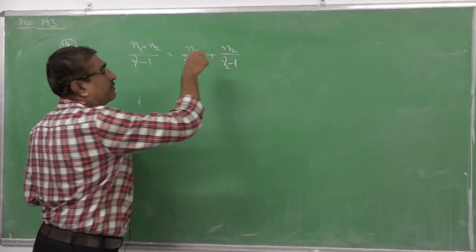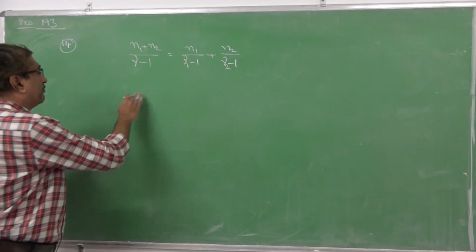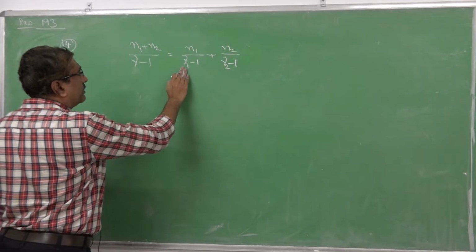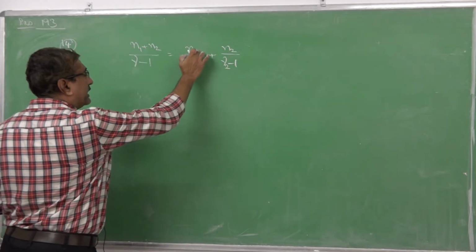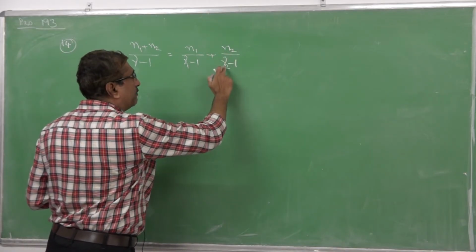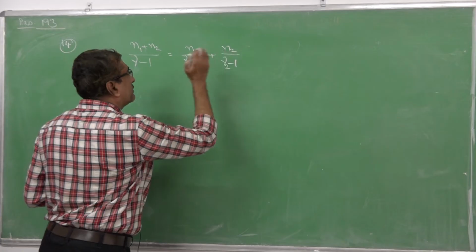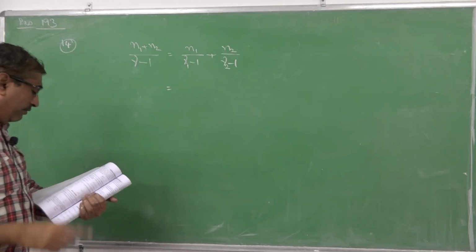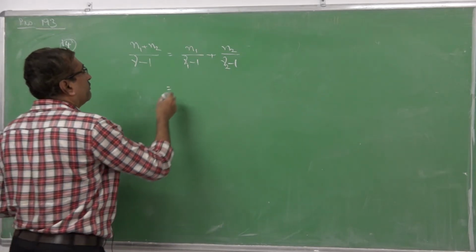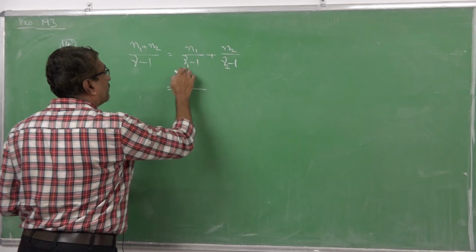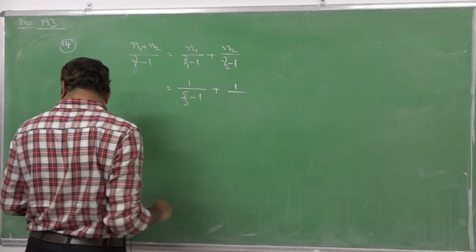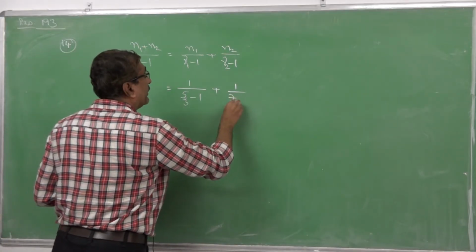You remember this formula? Already I forgot. That means the ratio of specific heats of the mixture is given by the number of moles of the first gas by its gamma minus 1, plus the number of moles of the second gas by its gamma minus 1. So here, 1 mole of monoatomic gas, for which gamma is 5 by 3, minus 1, plus 1 mole of diatomic gas, for which it is 7 by 5 minus 1.